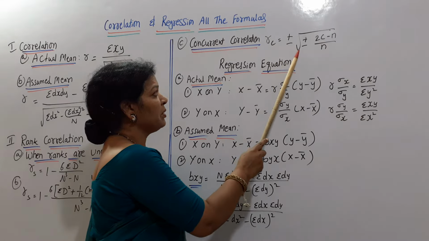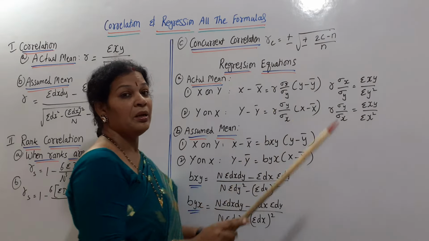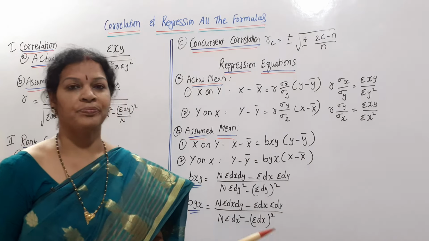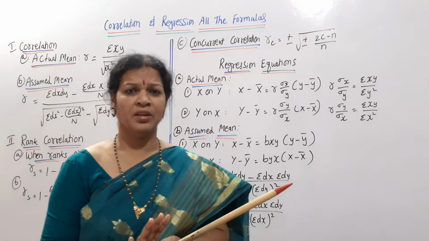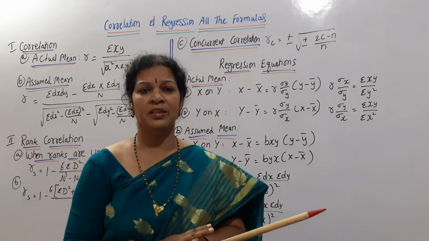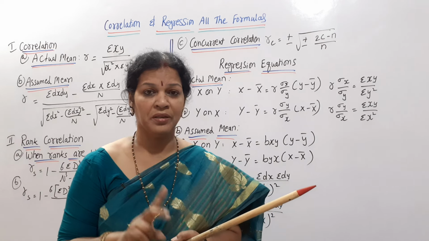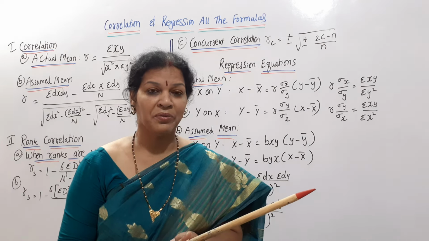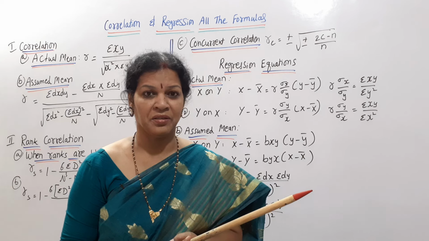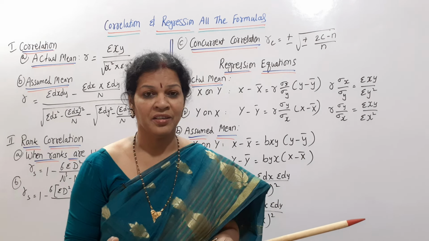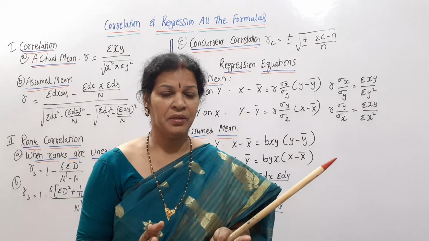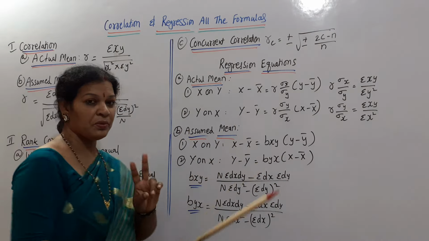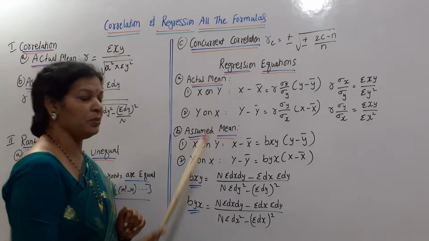Only remember plus or minus root of plus or minus 2c minus n by n. That's it. Now coming to the regression equations. Regression also, 99% they won't say whether you have to follow actual mean or assume mean. If nothing is asked, I would advise you to go for actual mean method. Simple, na? Easy. But remember, 99% they won't ask. It's your wish. Regression equations, we have two methods, actual mean, assume mean.